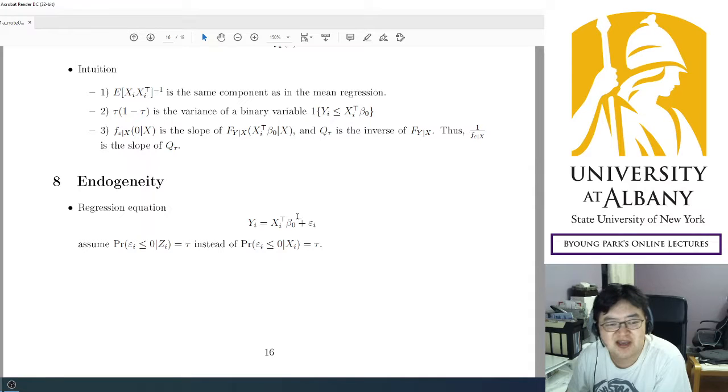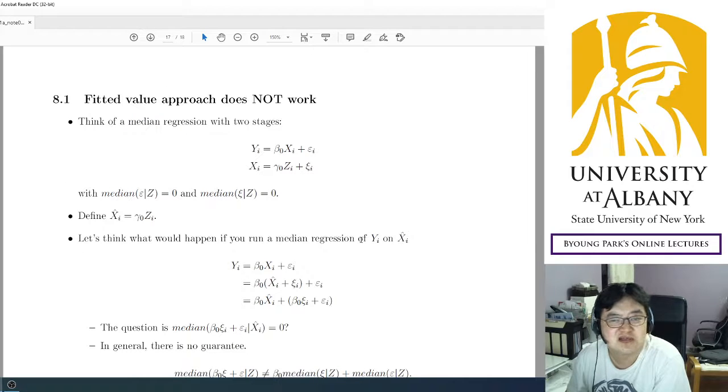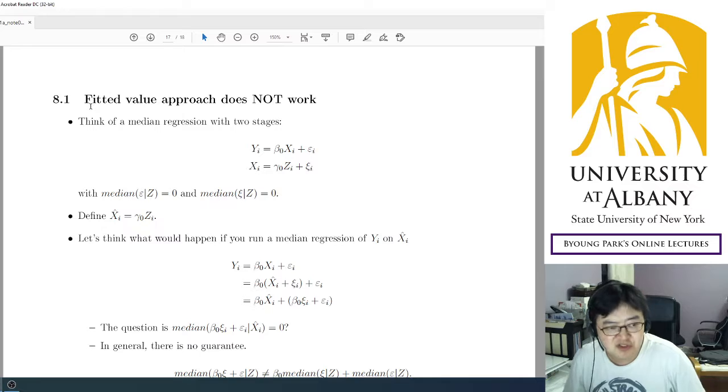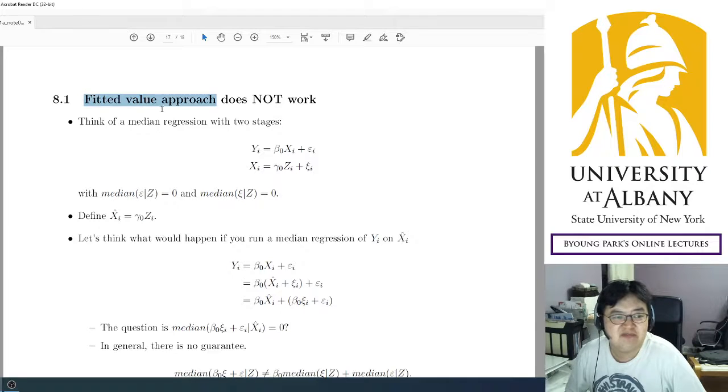It's a little bit tricky. It looks similar, but could be different. Okay, so first conclusion: the fitted value approach does not work. This is a common mistake. Many applied researchers who do not understand the underlying mechanism of the fitted value approach and quantile regression use the same fitted value approach in quantile regression, but it does not work because the quantile operator is not linear.